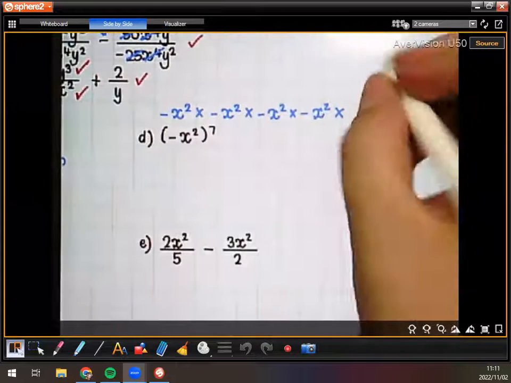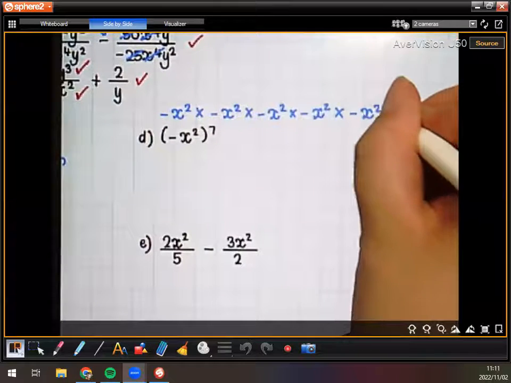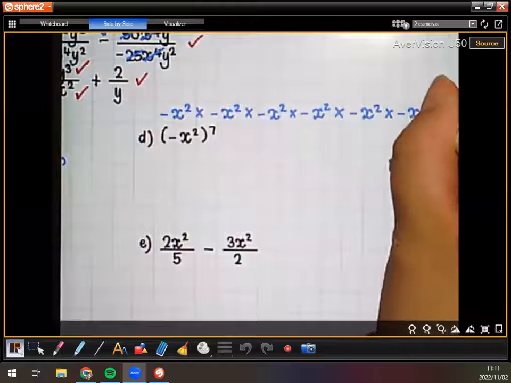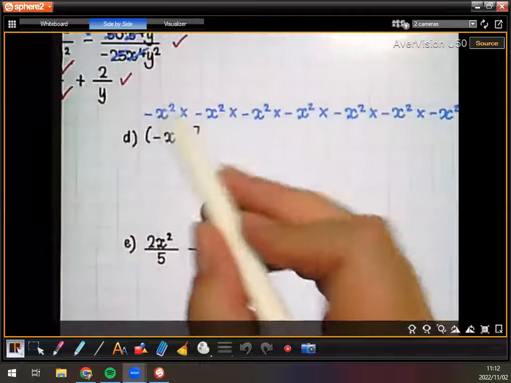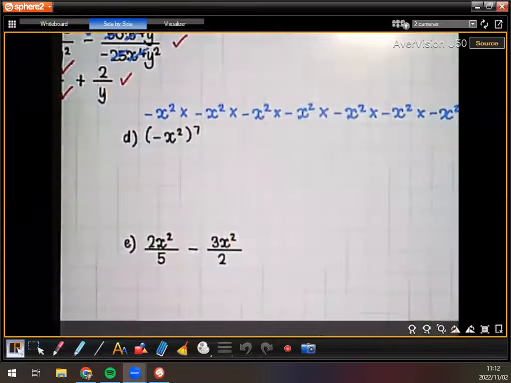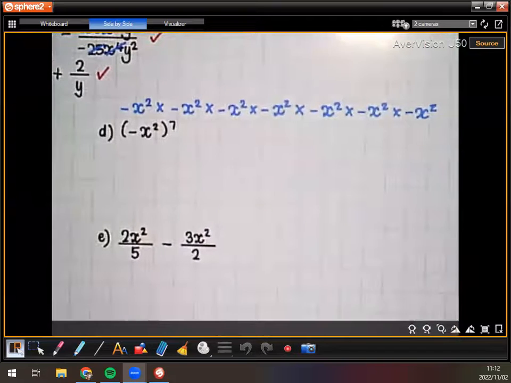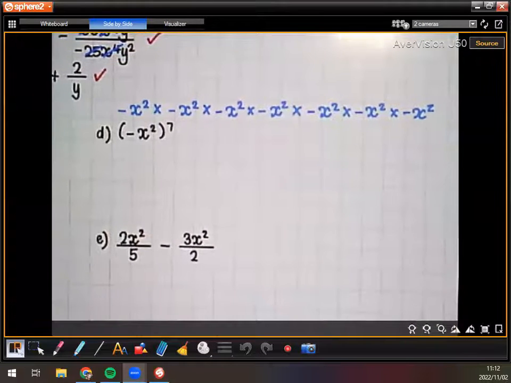Hey, what do I have now? 4, okay, 5, 6, and then 7. Let's just check. Is that 7? 1, 2, 3, 4, 5, 6, 7. Yes. Now, guys, I'm not saying that you have to do that in a test or exam. I just want to show you especially the side of the answer.